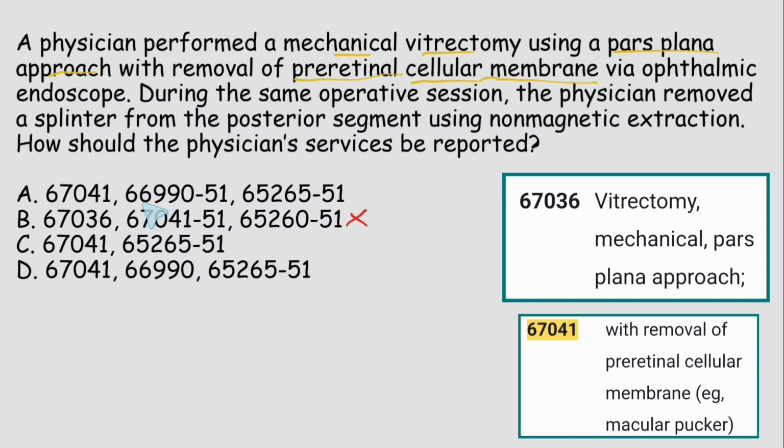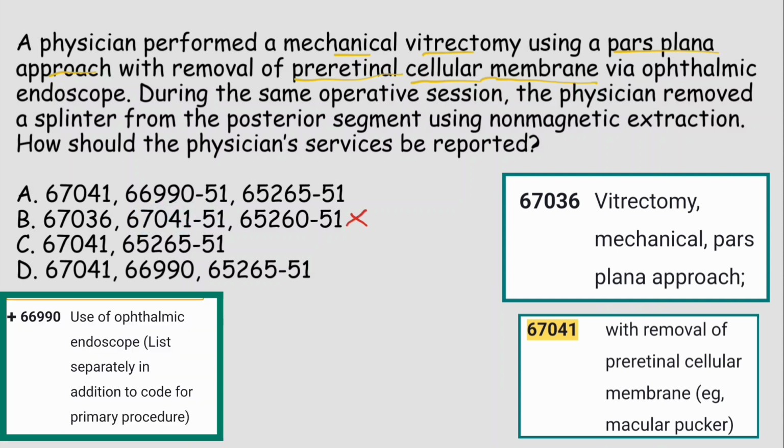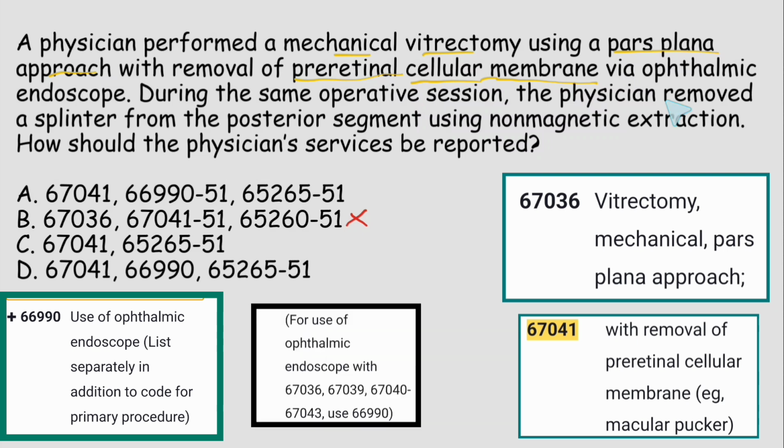Now let us check the second code. In option A, the second code is 66990. Okay. Below the code 67043, there is a parenthetical note. That is, for use of ophthalmic endoscope with 67040 to 67043, use 66990. In the scenario, there is use of ophthalmic endoscope, right? So we have to use 66990 along with 67041. Okay, therefore, in option C, they have not mentioned 66990.